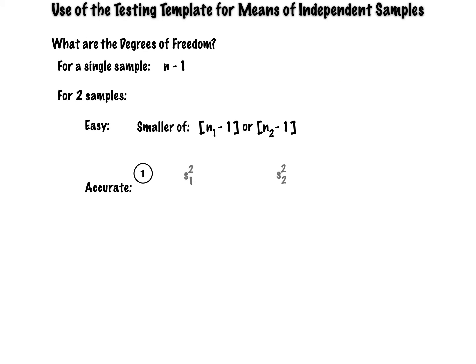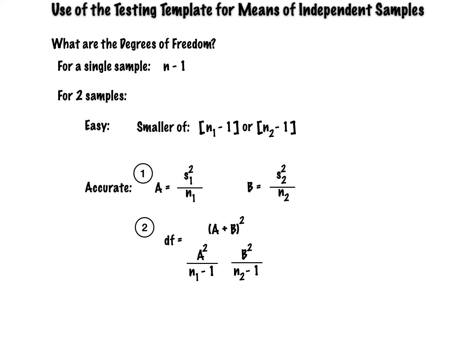First, we need to divide each sample variance by the sample size. We call the first sample's result A, and the second sample result B. Then we need to plug these values into the degrees of freedom formula. In the numerator, we add A and B and then square the result. In the denominator, we divide the square of A and B by their sample degrees of freedom and add the results. The final step is to divide the numerator result by the denominator result to get the degrees of freedom.